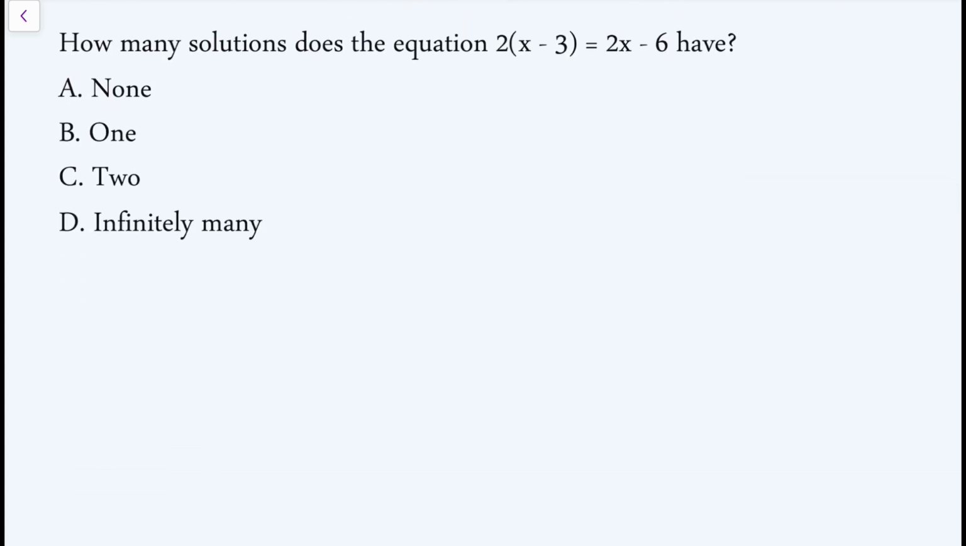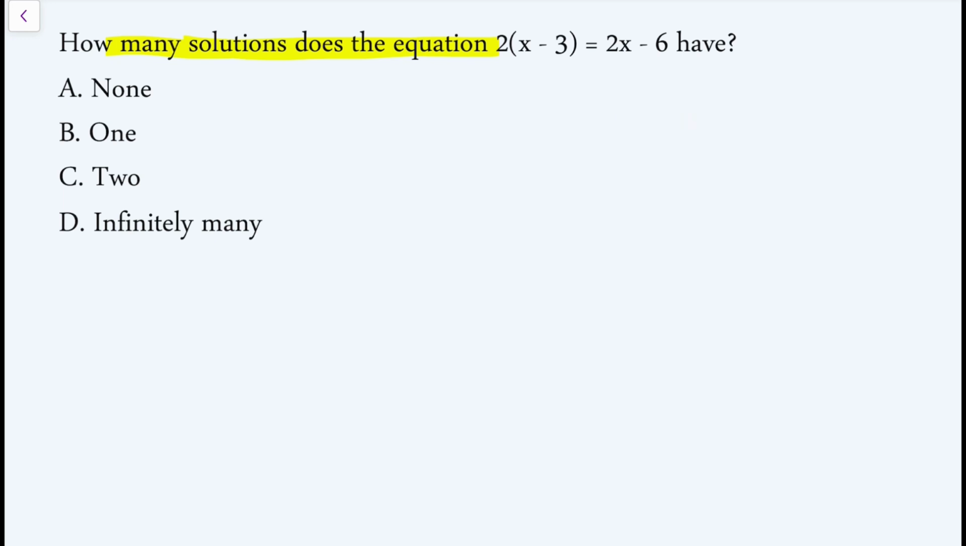How many solutions does the equation 2x minus 3 is equal to 2x minus 6 have? Okay, what does the idea of solutions mean, right? Well, in algebra, solutions typically refers to how many values can we plug in here that will make this statement true, meaning left-hand side equals right-hand side. In a simple example, 2 times 3 is equal to 2 plus 2 plus 2, which is 6, right? So even though they're written differently, they both equal the same thing.